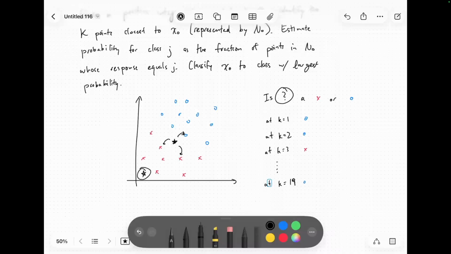Okay. So K is chosen arbitrarily in this example. How would we know what the right K is to pick?